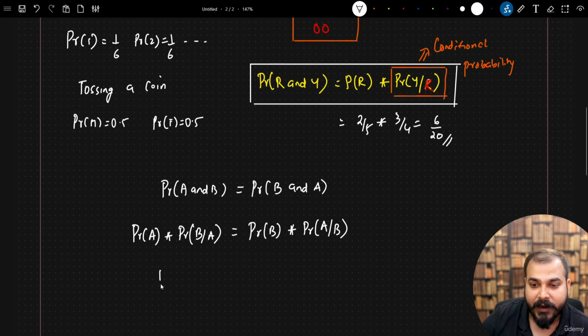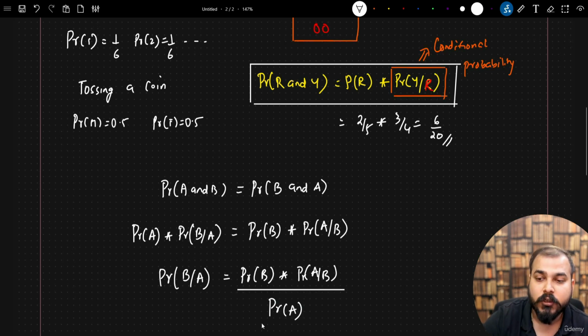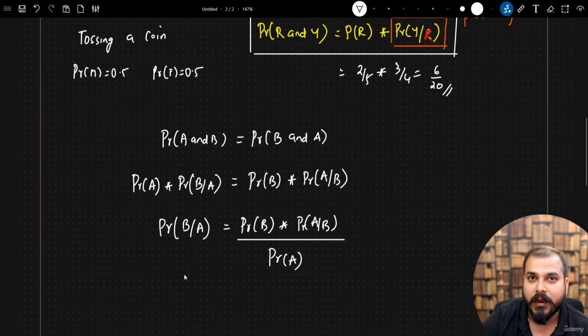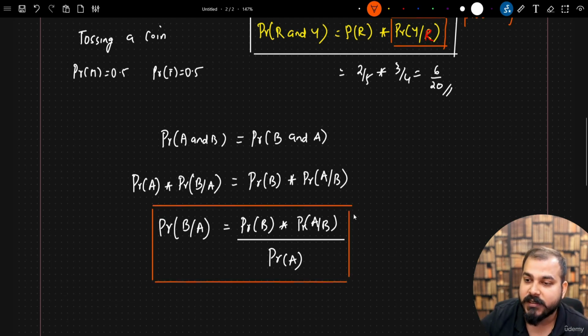Now finally, I can write this as probability of B given A is equal to probability of B multiplied by probability of A given B, and the probability of A will go to the denominator, right? So this equation that we get is nothing but Bayes' theorem. I'll make you understand the importance of this and what we can do with it. This equation is called Bayes' theorem.